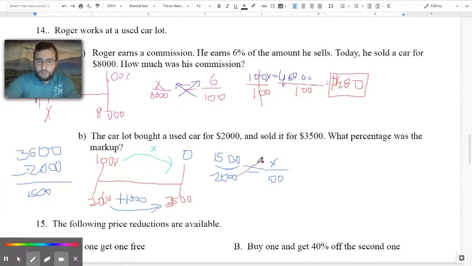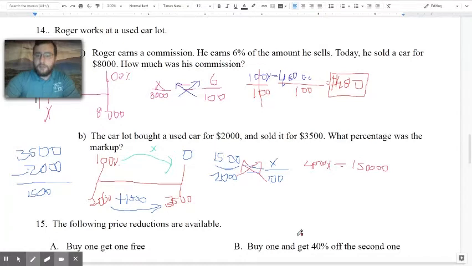So I have to do 2,000 times X and 100 times 1,500. So that's going to give me 2,000X. And then 1,500 with another 2 zeros added, because I am multiplying times 100. So there you go, 1,500, and then add another 2 zeros to make 150,000.